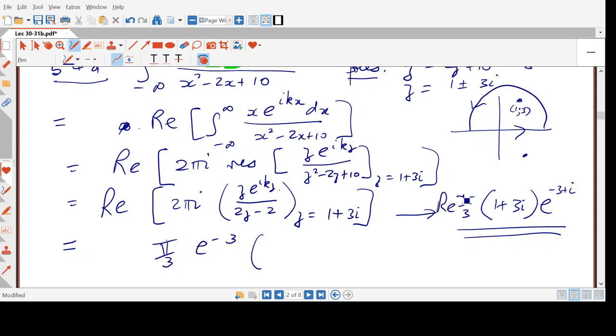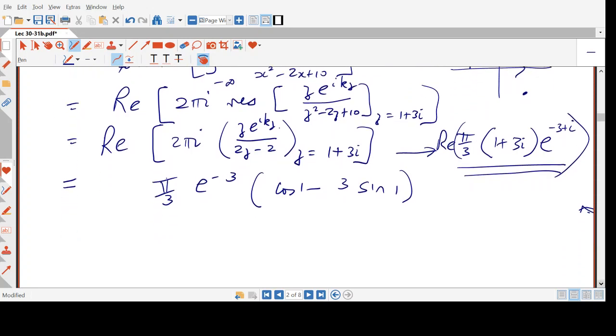We need the real part of this. So the e to the minus 3 cos 1 minus 3 sine 1. You see, you'll have to break up e to the minus 3 into e to the minus 3 times e to the i. e to the i is cos 1 plus i sine 1. That's radians, of course.